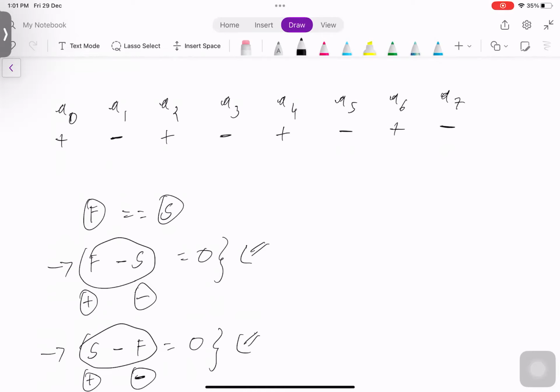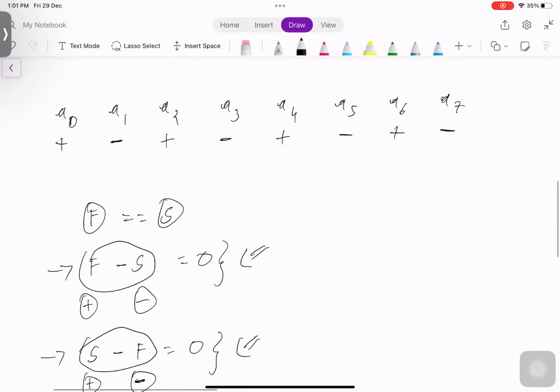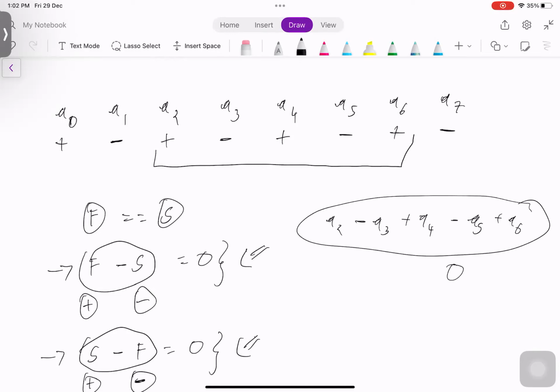And when we say subarray, we are saying subarray with respect to these signs. Yes. So let's say this is our subarray. Then basically A2 minus A3 plus A4 minus A5 plus A6, whatever this is, the result should be zero. Then we can say that these two people can pick such a subarray.